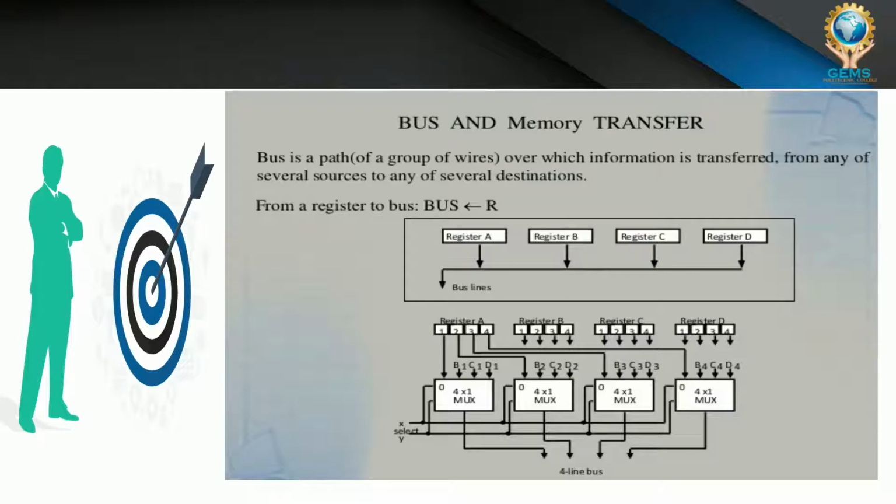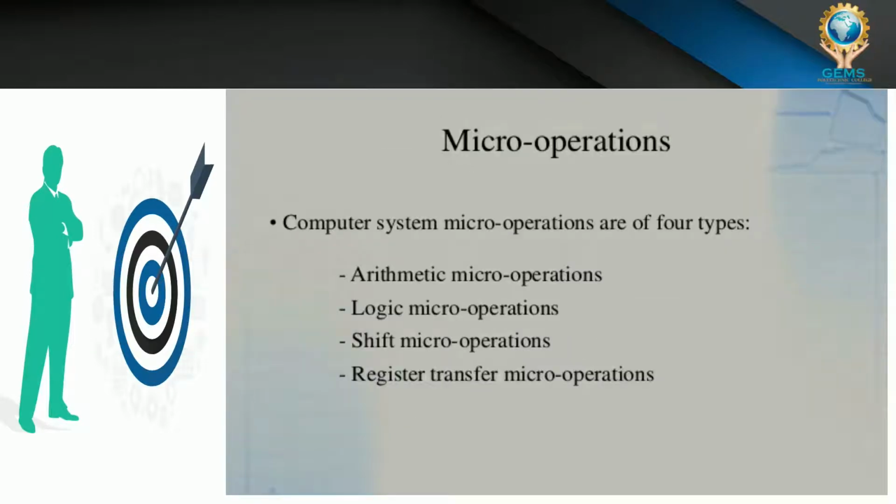Now I am going to talk about other micro operations. Other micro operations are shift micro operations and register transfer micro operations. As for the content, we have to understand one thing here. What are micro operations? Micro operations examples: what is the arithmetic operation, what is a logical micro operation, what is a shift micro operation, and what is a register transfer micro operation?